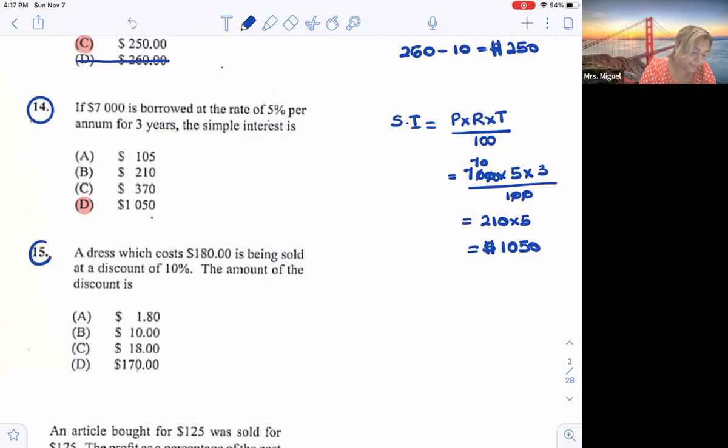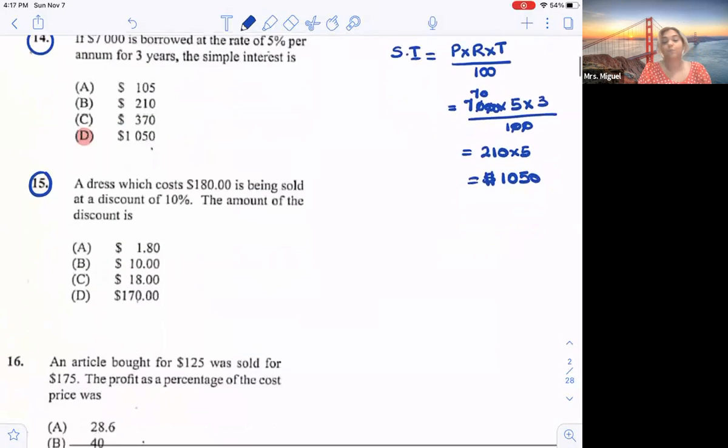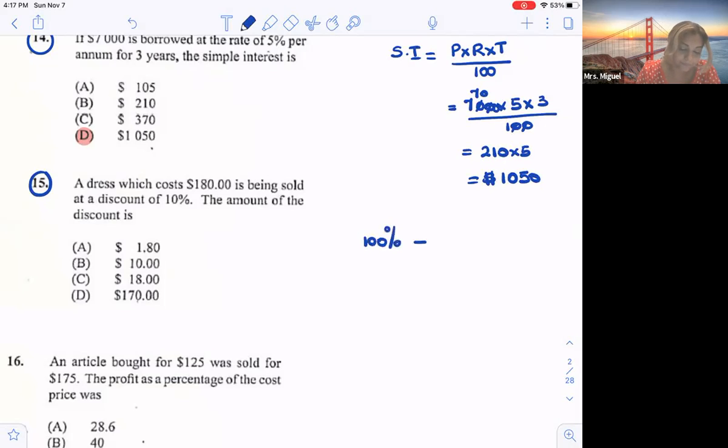15 also is a repeat. A dress which costs $180 is being sold at a discount of 10%. Now, there are two ways of working out this question. You can work out the discount and subtract it from the price, or if 100% represents the price of 180 and you are paying 10% less, therefore you are paying 90% of the value of the dress.